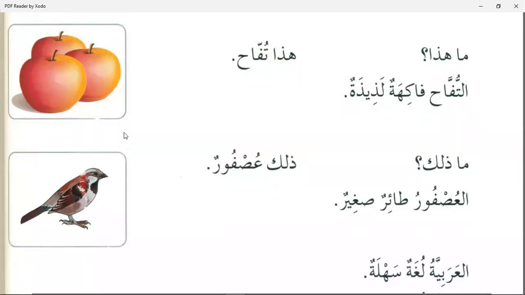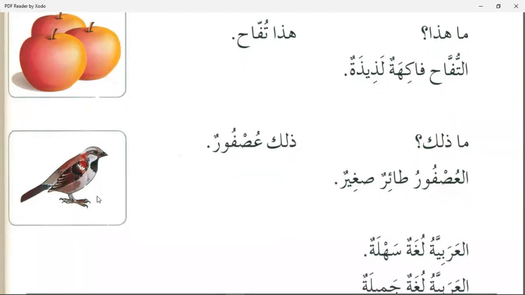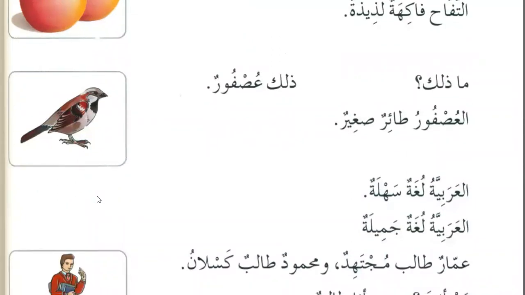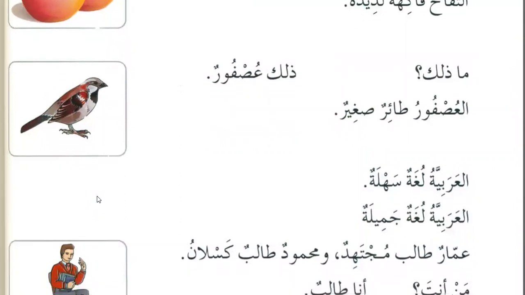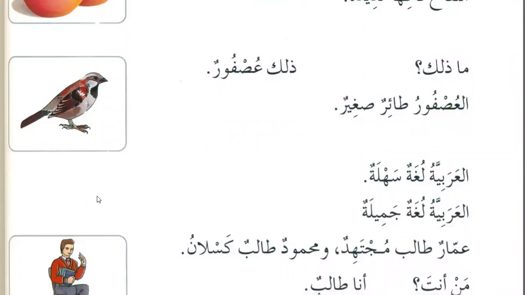Ma zalika? Zalika usfurun. What is that? That is a sparrow. Al-usfuru ta'irun sagirun. The sparrow is a small bird.